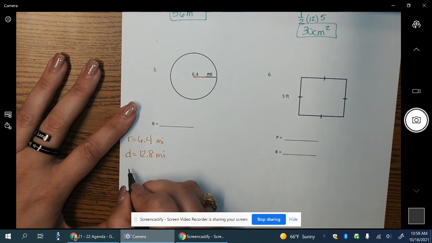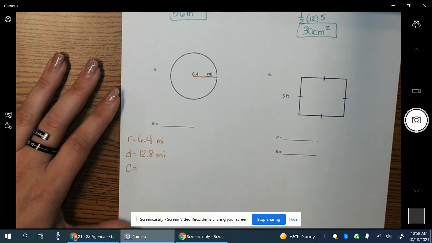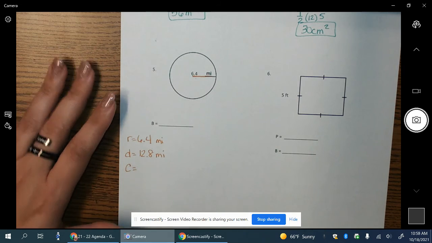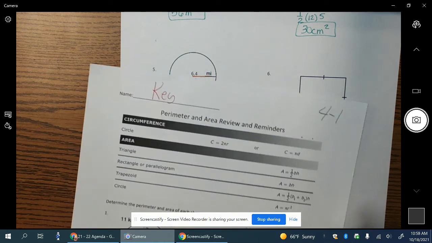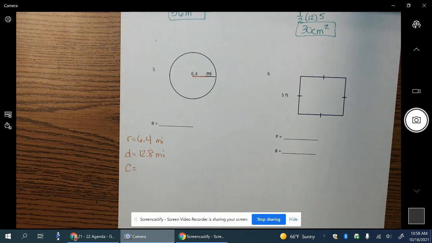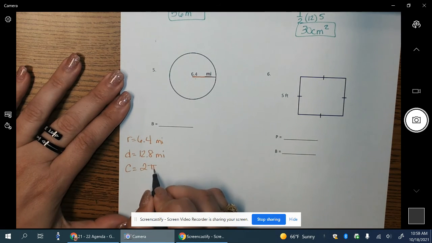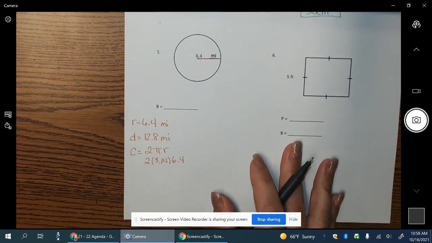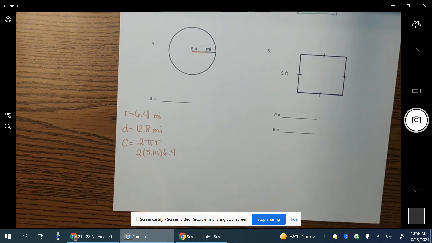Okay, now circumference. Remember, circumference is like perimeter. There's only one number. What's your formula for circumference? 2 pi r. What does pi equal? 3.14. Okay, what's the radius? 6.4. Okay, so what is the circumference or the perimeter of this circle?